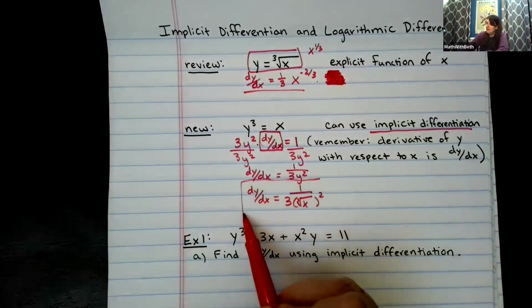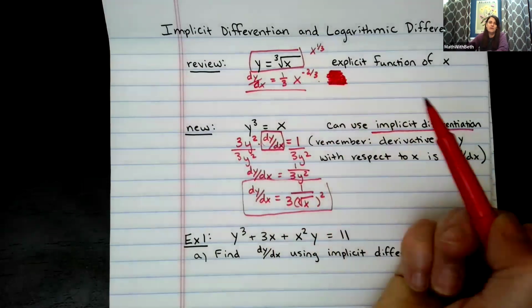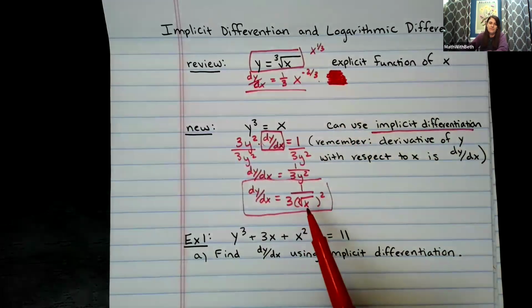Now you'll see, even though it's written differently, that is the same thing as what we got up here. Because the negative 2/3 would just mean that x is in the bottom, and it has the second power and the third root. So this is the same as an x to the negative 2/3.